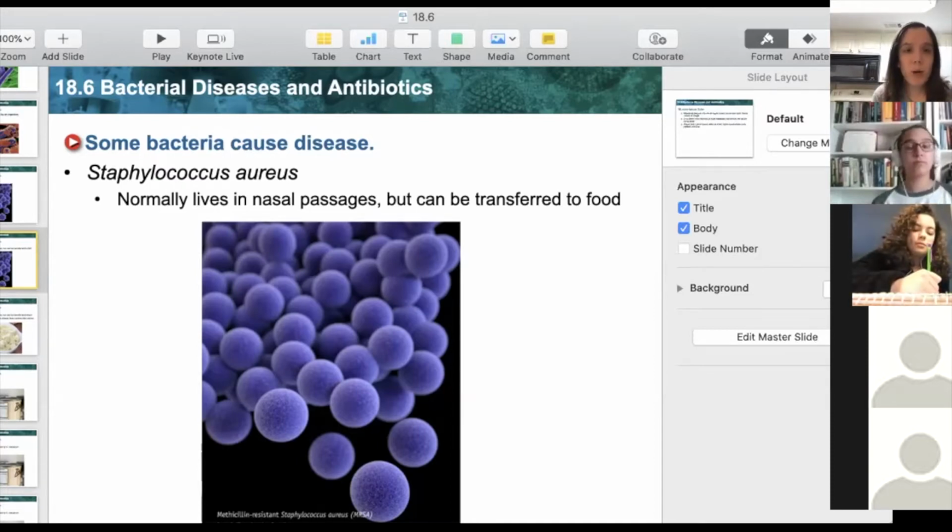So that's why it's important to wash your hands, even if you're not sick and you have allergies. It's still very important to wash your hands after blowing your nose, because even if you're not sick, you can still have bacteria that can be harmful to other people.